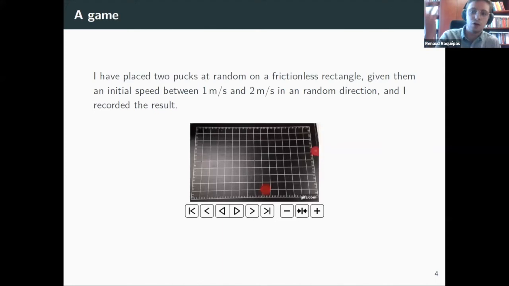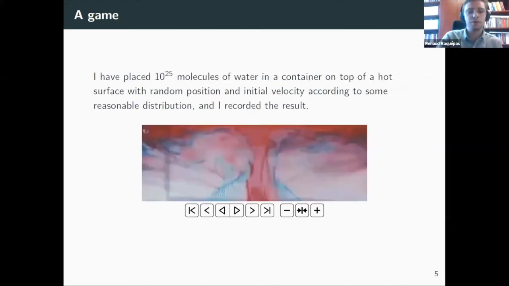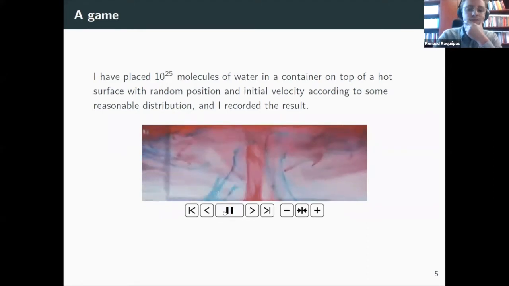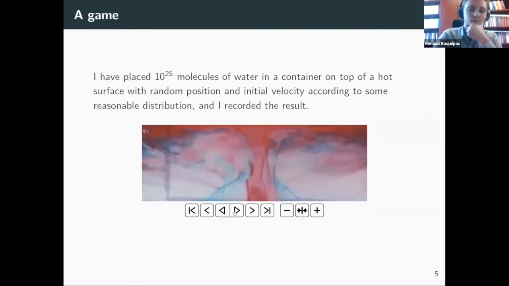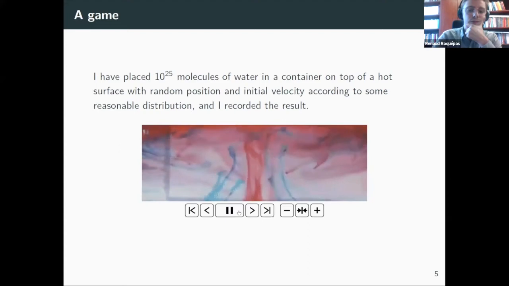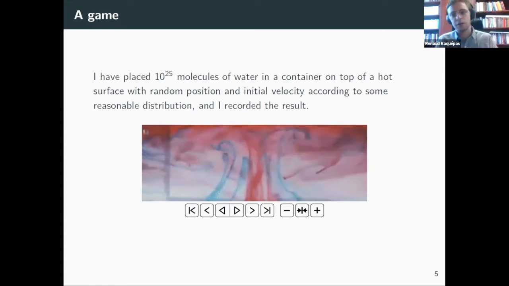But that's not true for all physical phenomena. For example, if I take a tub of water, so I put water in a glass container, and I put that container on a hot plate, a plate which is very hot in the center, that would be the center of the plate here. And I ask you if this or this is the original movie that I shot.